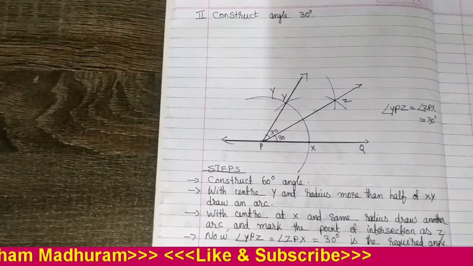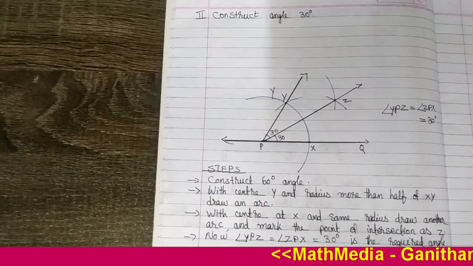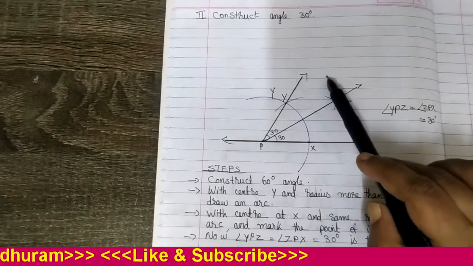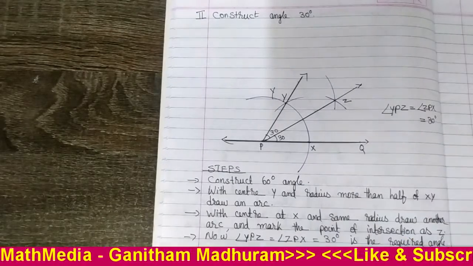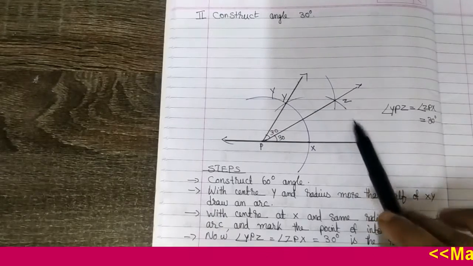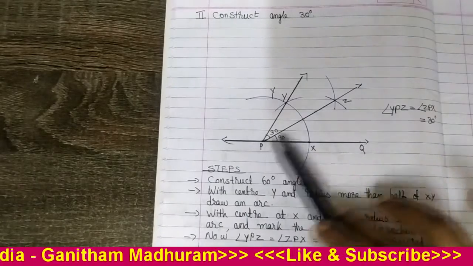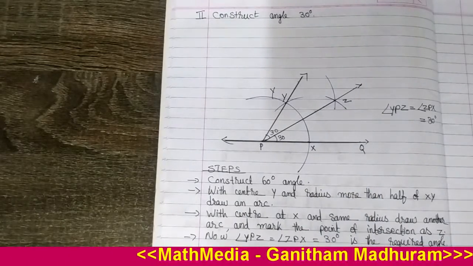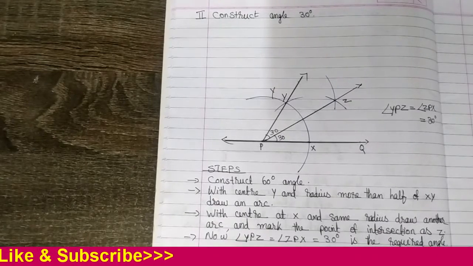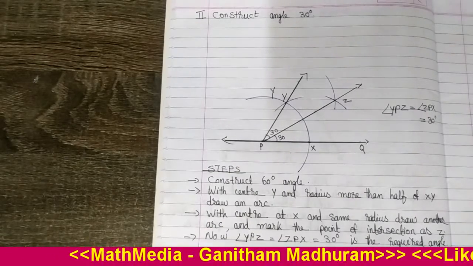For that, with the center Y and the radius more than half of XY, draw an arc. With the same radius and center at X, draw another arc. Mark the point of intersection as Z. Now join PZ. Now we get angle YPZ equal to angle ZPX equal to 30 degree, which is the required angle.